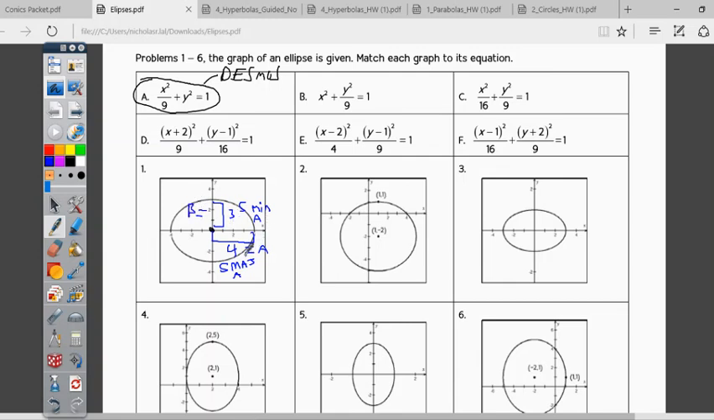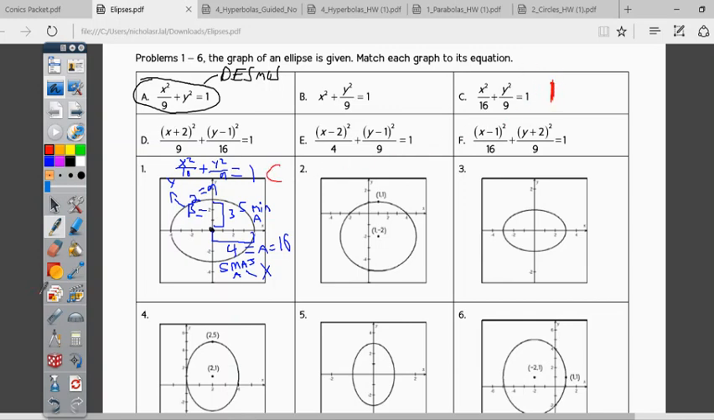Notice 4 is horizontal, so this is going to go under the X term, and 3 is vertical, so this is going to go under the Y term. We need to find B squared, which is equal to 9, and A squared, which is equal to 16. So this ellipse should be x squared over 16 plus y squared over 9 is equal to 1. Oh, there we go, that's C. So 1 is going to be C, and C is going to match up with 1.